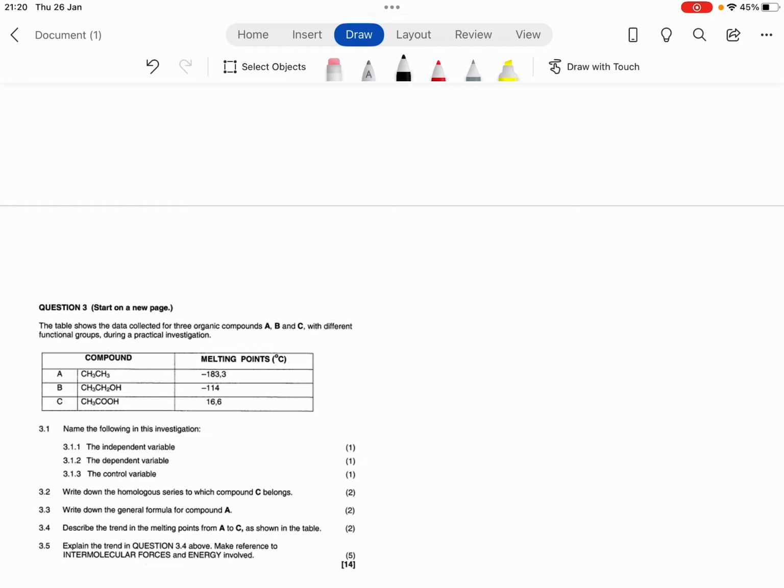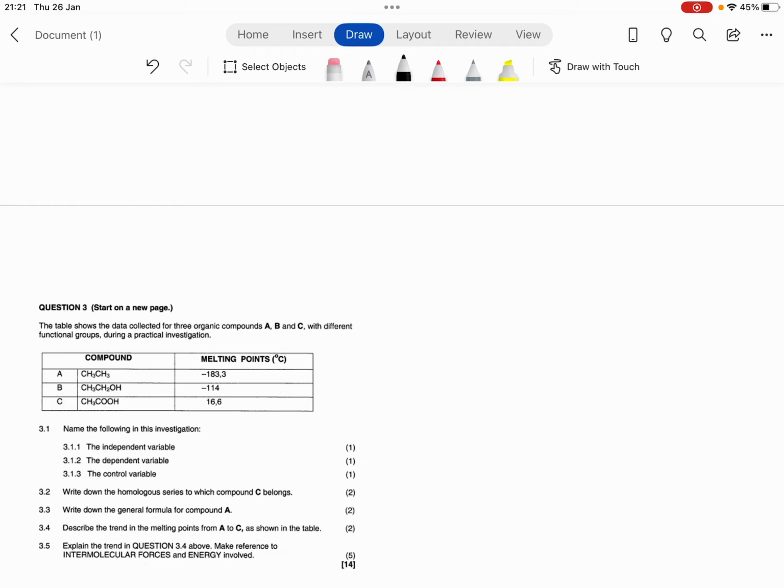Okay, so a way to remember which one is which: the independent variable is basically what they are changing throughout the experiment. In the question they've already kind of told you the answer. They've said with different functional groups. So 3.1.1 functional groups. 3.1.2 the dependent variable. Dependent variable is what is being measured in the experiment, and in this case melting points is being measured. So question 3.1.2 melting point.